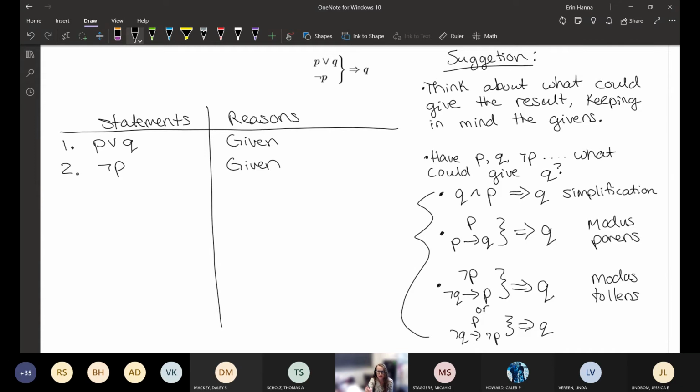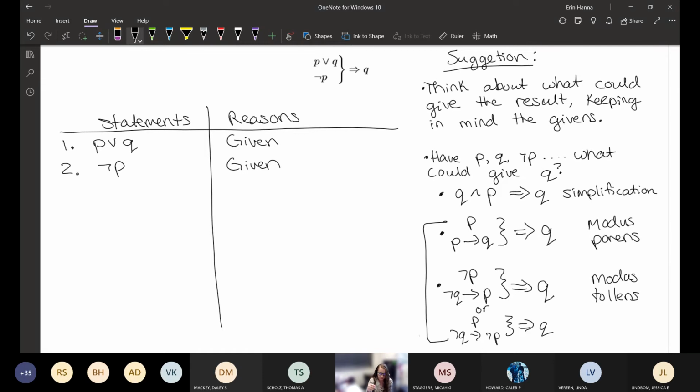But we have a rule that changes an or into an implies. So that's making these two look rather nice, because I can get an implies out of that. Sorry, it's an or out of that, or I can get an implies out of that. Does that make sense?